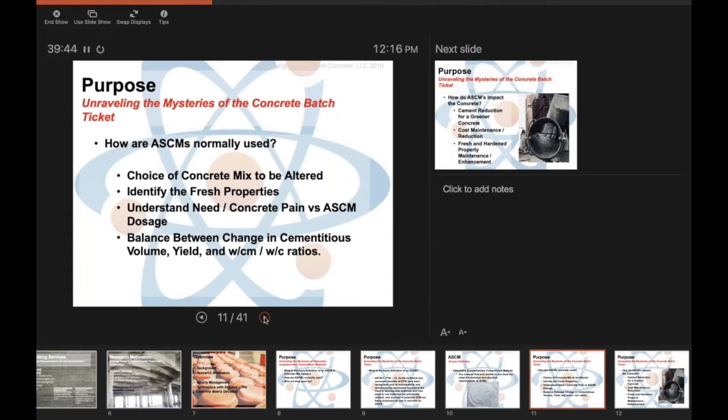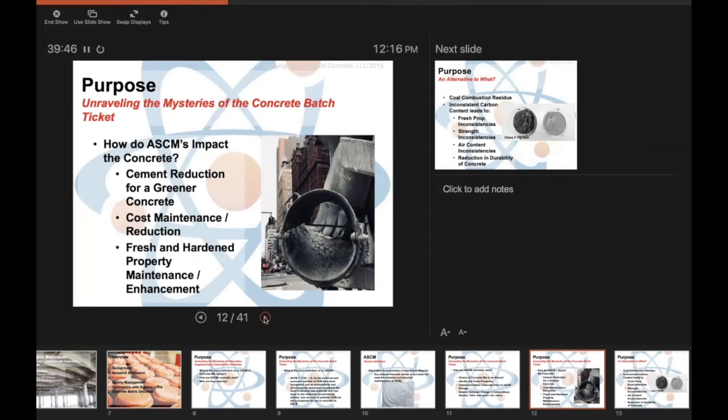So next slide, please. When we talk about how ASCMs impact the concrete, we're focusing not only on the long-term durability and the maintenance, but also the short-term fresh and hardened properties, and the enhancement that we get from Juno XP to help us out on the job site and start recognizing that value-added performance.